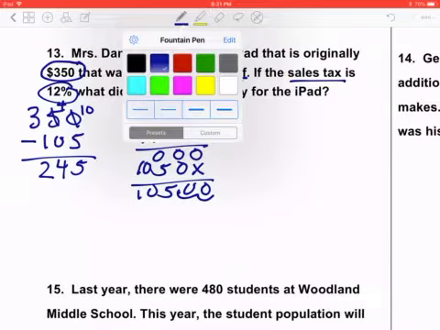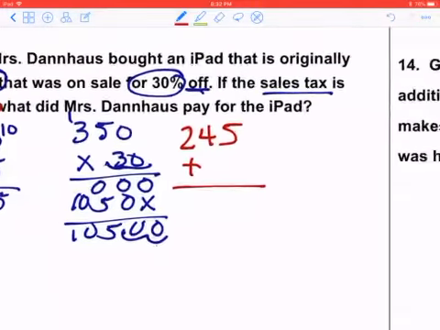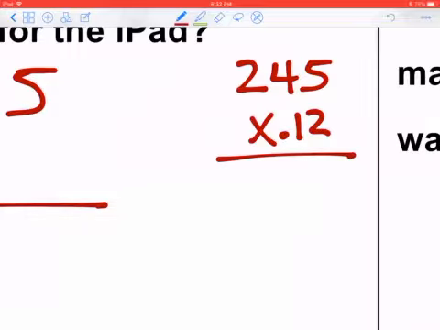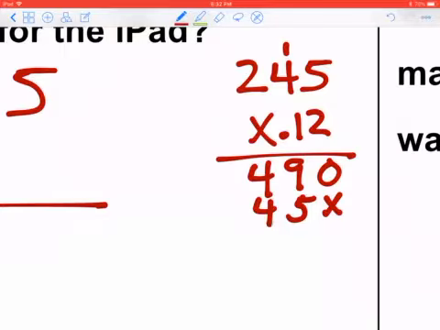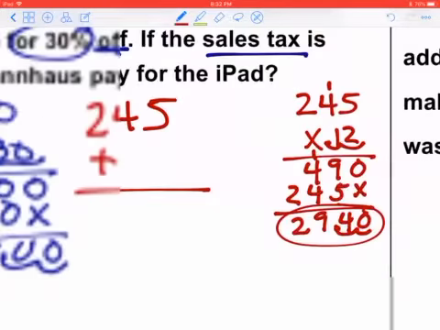But there's a sales tax of 12%. So we know we're going to add something to it. We just need to find out how much we're going to add. So 245, we're going to add 12%. So let's find out what 12% of 245 is. Remember, 12% is 0.12. So this is 10, 8, 9, and 4. Move over. 5, 4, and 2. 14, 8, 9, and 2. We're going to move it 1, 2, 1, 2. So we're adding $29.40.